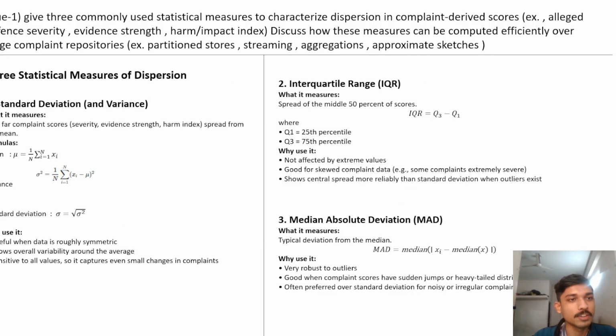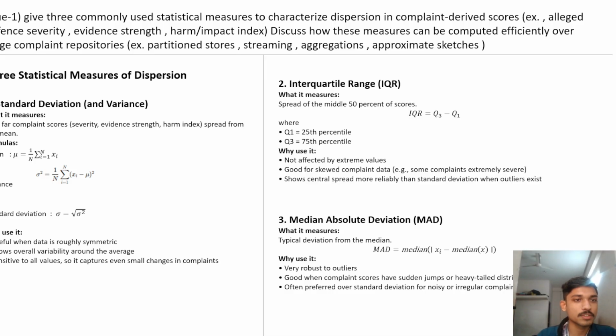So, let's begin with question number one, in which it is stated: give three commonly used statistical measures to characterize dispersion in complaint-derived scores. Example: alleged offensive severity, evidence strength, harm impact index. Discuss how these measures can be computed efficiently over large complaint repositories. Example: partitioned stores, streaming aggregations, approximate sketches. So we have to discuss three statistical measures of dispersion in this question basically.